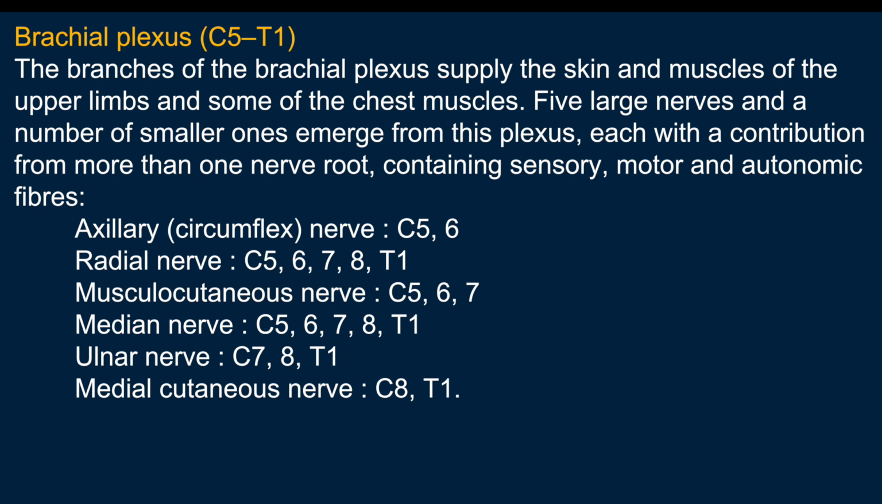They are the axillary nerve, which arises from C5 and C6. Radial nerve arises from C5, 7, 8, and T1. Musculocutaneous nerve arises from C5, C6, and C7. Median nerve arises from C5, 7, 8, and T1. Ulnar nerve arises from C7, C8, and T1. And medial cutaneous nerve arises from C8 and T1.